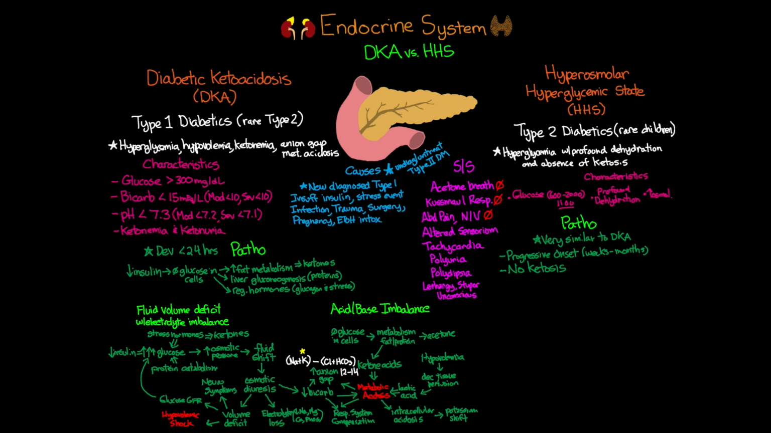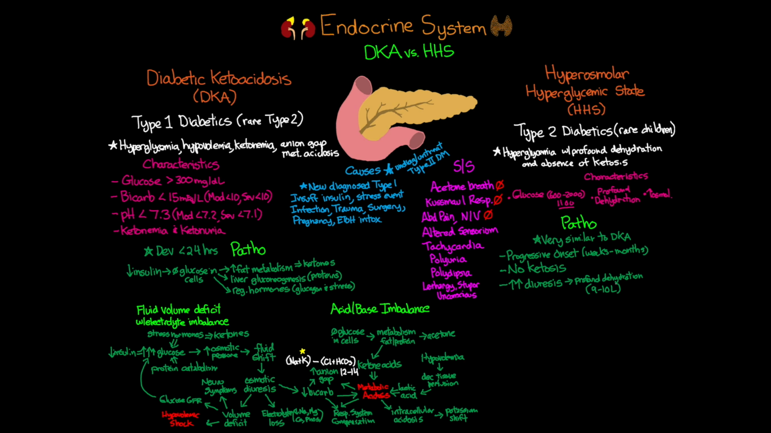Now, because of the extremely high glucose levels that we talked about, we're going to see much higher osmotic pressure and therefore significantly higher diuresis than what we see in DKA. And this is what's going to lead to that profound dehydration. Oftentimes, our volume deficit in these patients is going to be 9 to 10 liters.